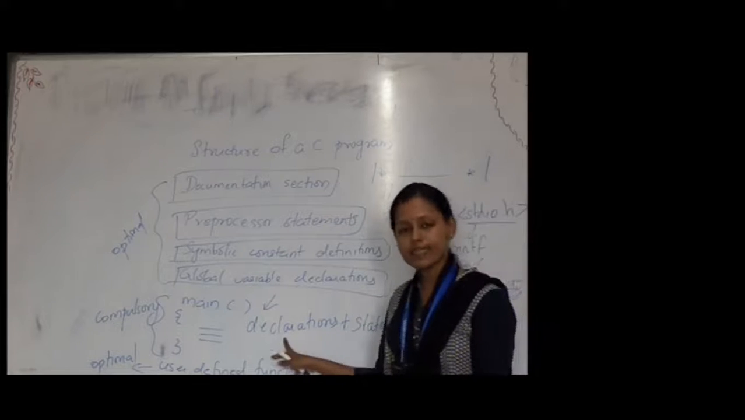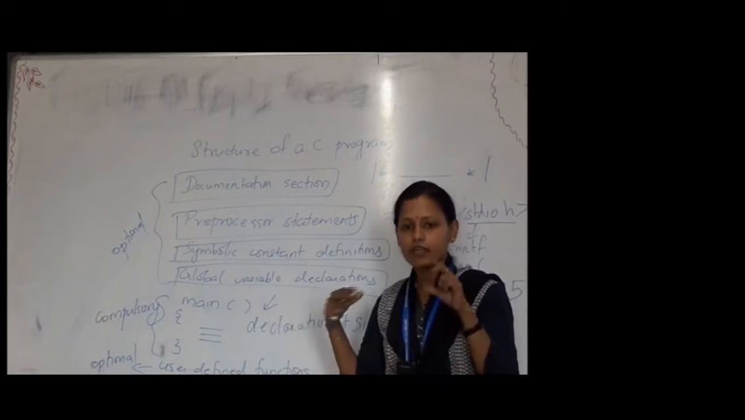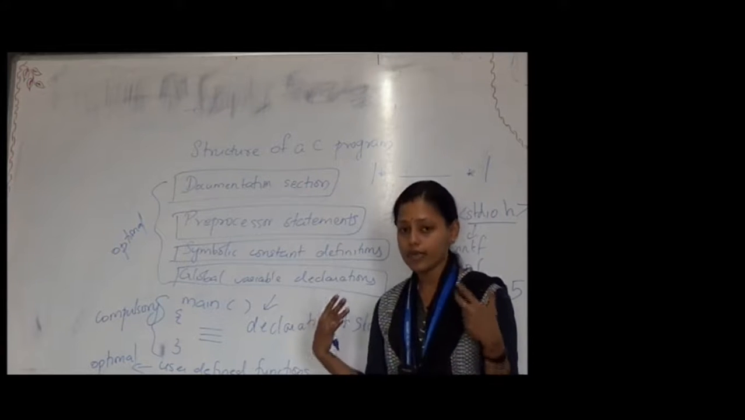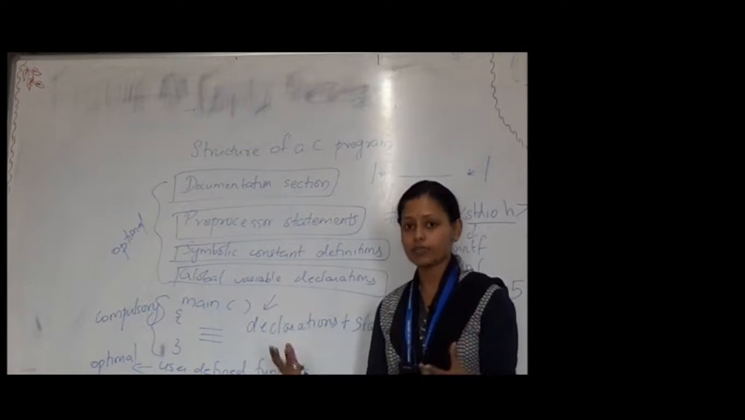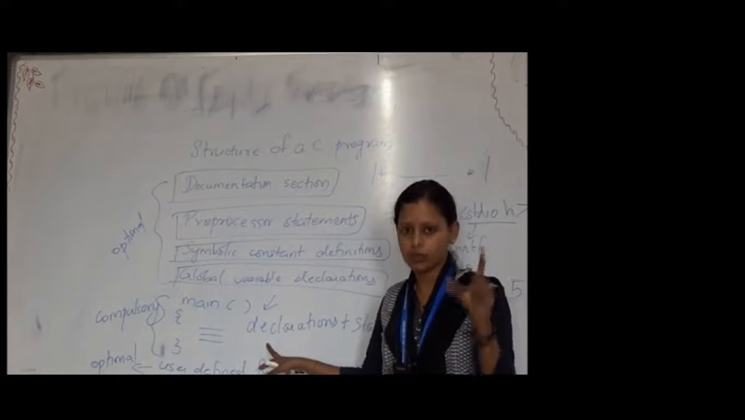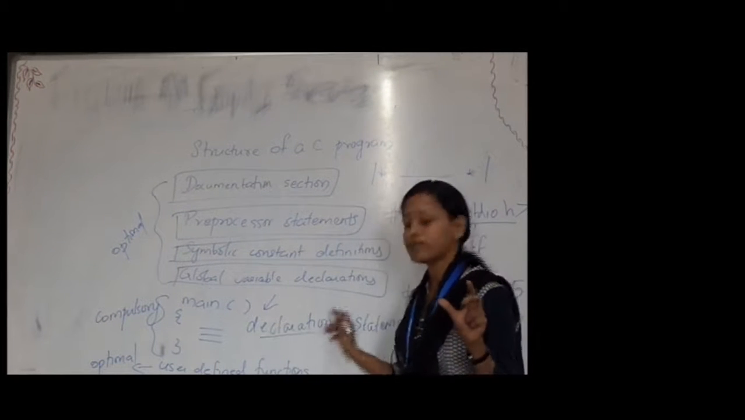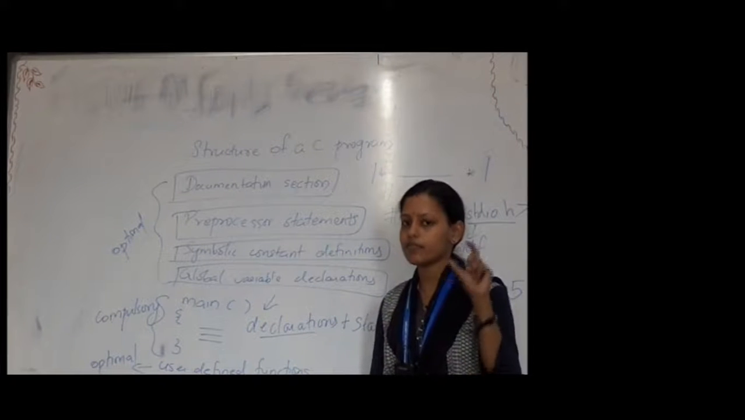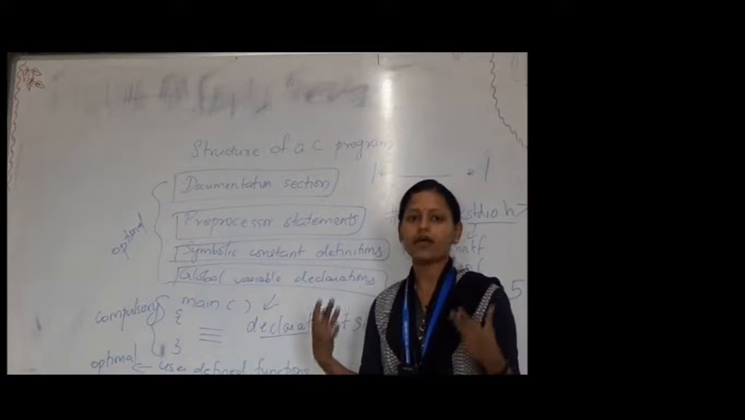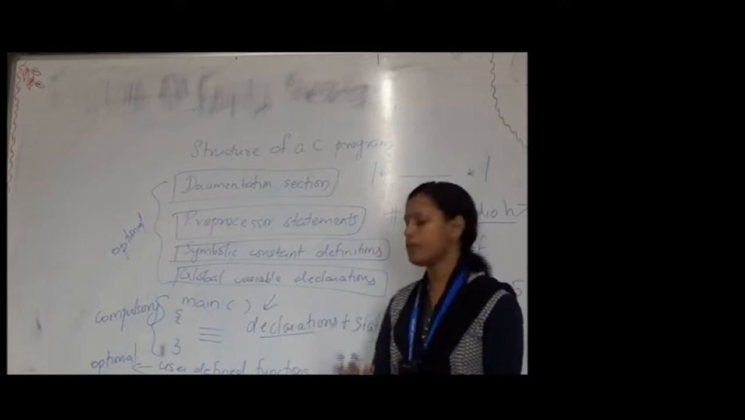So by declaration here we mean that we are informing the compiler about what all variables, what all functions, what all types of other data objects we are using inside the program and what are the data types of those objects. That is, such statements are called declarations, which inform the compiler about the type of the data objects and what all data objects we use in the program.